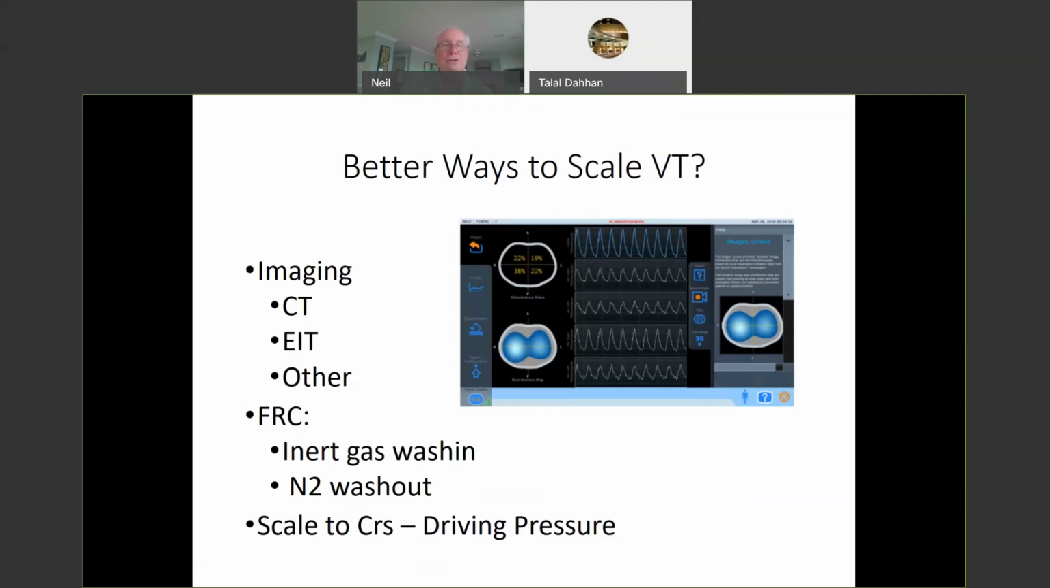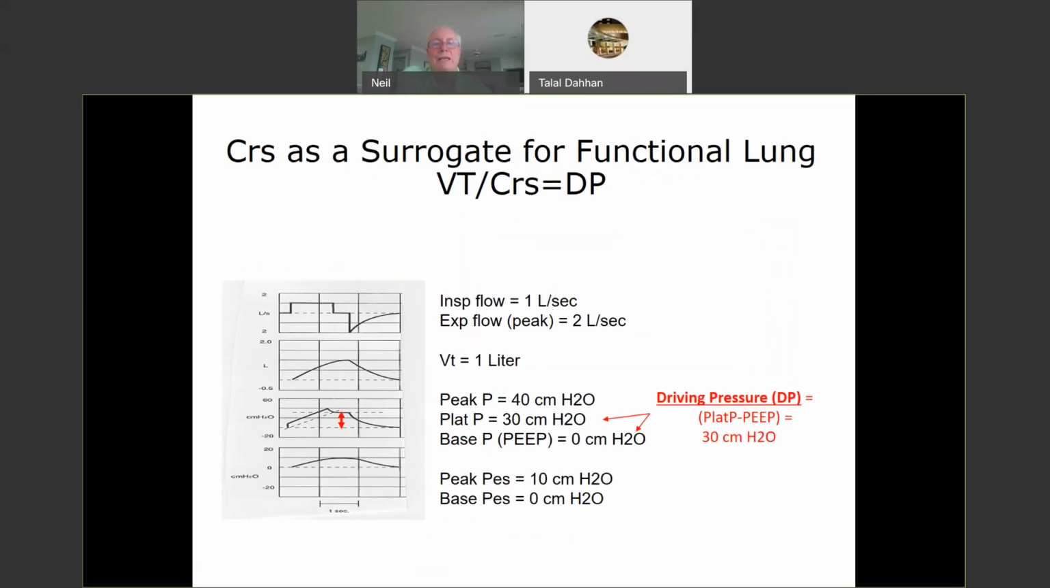We could measure FRC directly, but this is very technically complicated. What I think is becoming an increasingly valuable tool is to look at what's called the driving pressure to scale tidal volume. So what's the driving pressure? Here's my example again of flow, volume, airway pressure, and pleural pressure. Again, I have a plateau pressure of 30 in this example. The driving pressure is simply the plateau pressure minus the PEEP. In this example, that's 30 minus 0 for a driving pressure of 30.